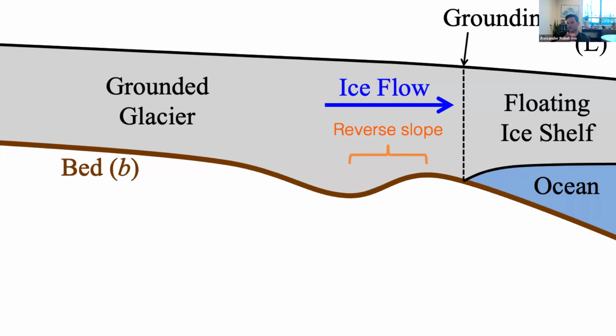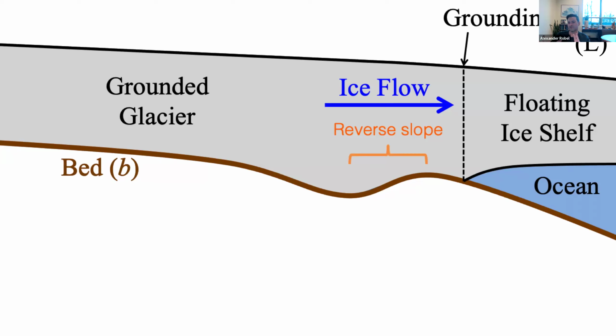And then if the bed is bumpy, there can be parts of the bed, the solid earth, that are getting deeper towards the interior of the ice sheet, on the left in this cartoon. Okay, so this is the setup.